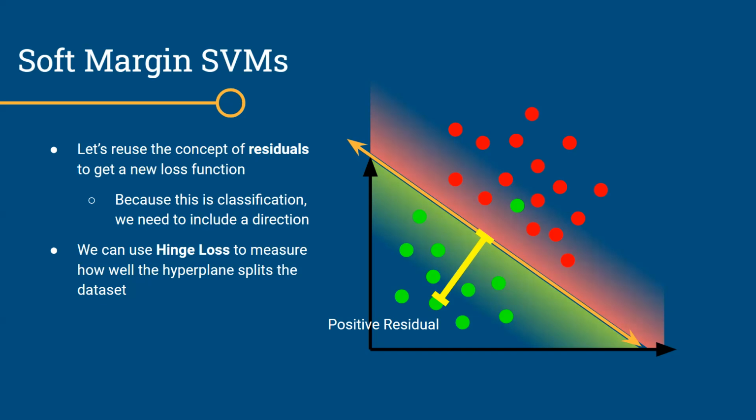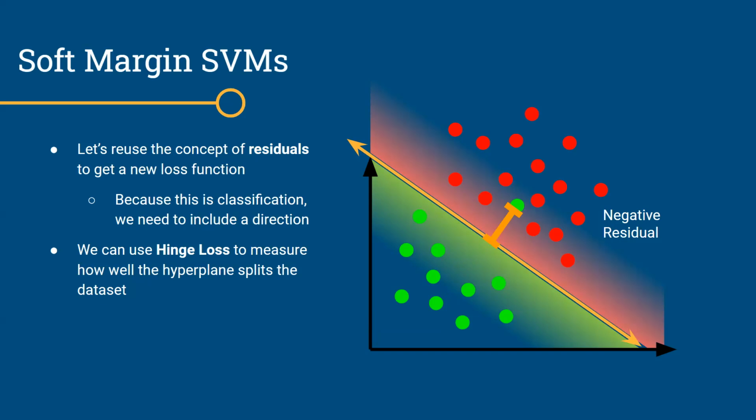That would have a positive direction or a positive residual. So if we look at this one, this would be in the positive direction, positive residual, because we are predicting it correctly. However, if we look at this outlier here, that's on the wrong side of our splitting hyperplane, we could see that it is a negative residual, something that we want to avoid.